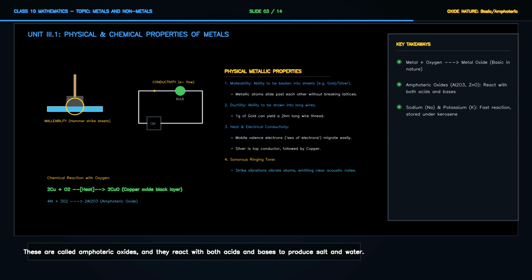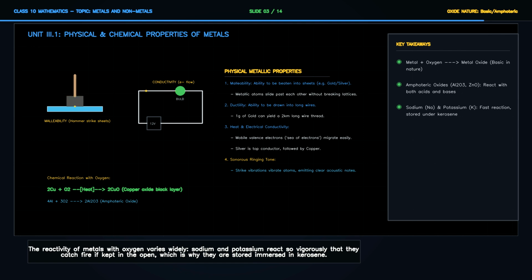The reactivity of metals with oxygen varies widely. Sodium and potassium react so vigorously that they catch fire if kept in the open, which is why they are stored immersed in kerosene.